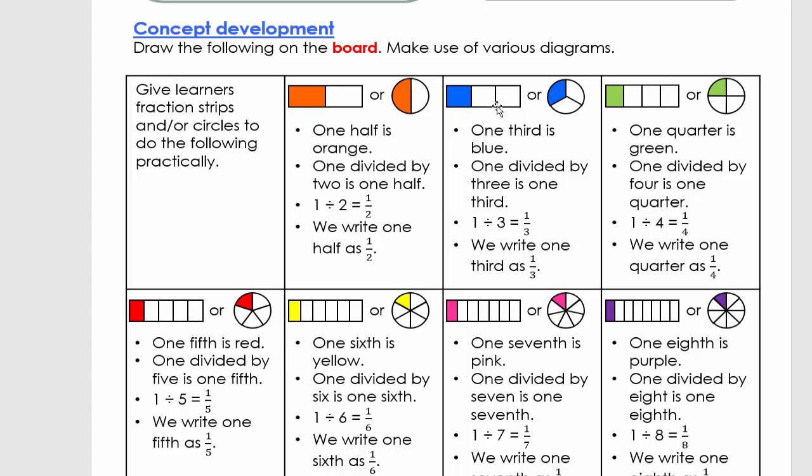So the next example, we've got one shape that's equally divided into 3 pieces, or one circle that's equally divided into 3 pieces. And each of those pieces is equal. So 1/3 is blue. If we look at this shape, the rectangle, 1 divided by 3 is 1/3. So we say 1 divided by 3 is 1/3. Let's write it in symbols. So 1 divided by 3 equals 1/3. We write 1/3, the word, as 1/3, or 1 divided by 3.